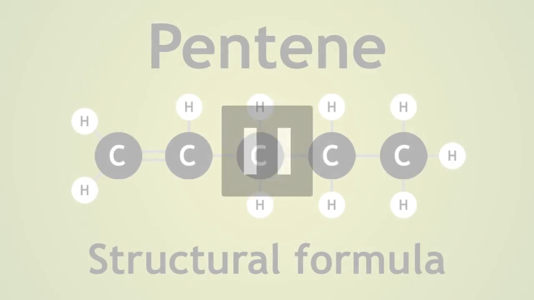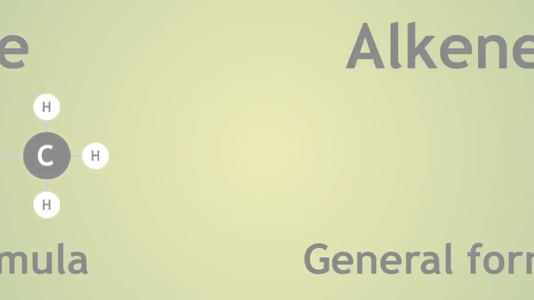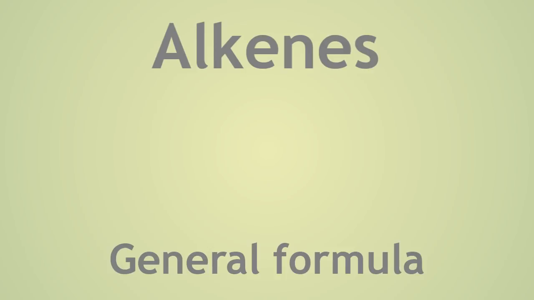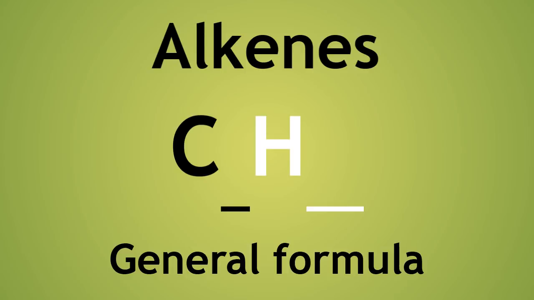Pause the video again and try and complete the general formula. What is the relationship between the number of carbons and the number of hydrogens? Hopefully you got the structure CnH2n. Quite simply, there is double the number of hydrogens than the number of carbons.